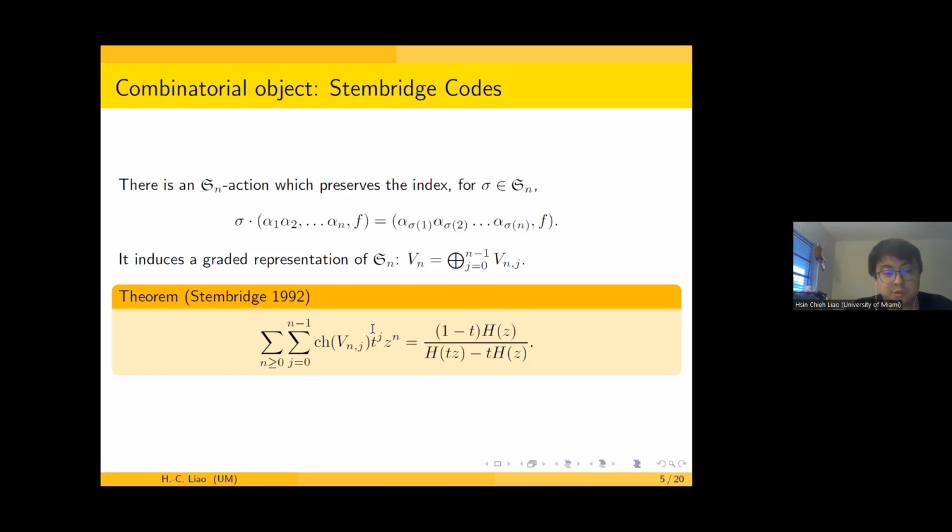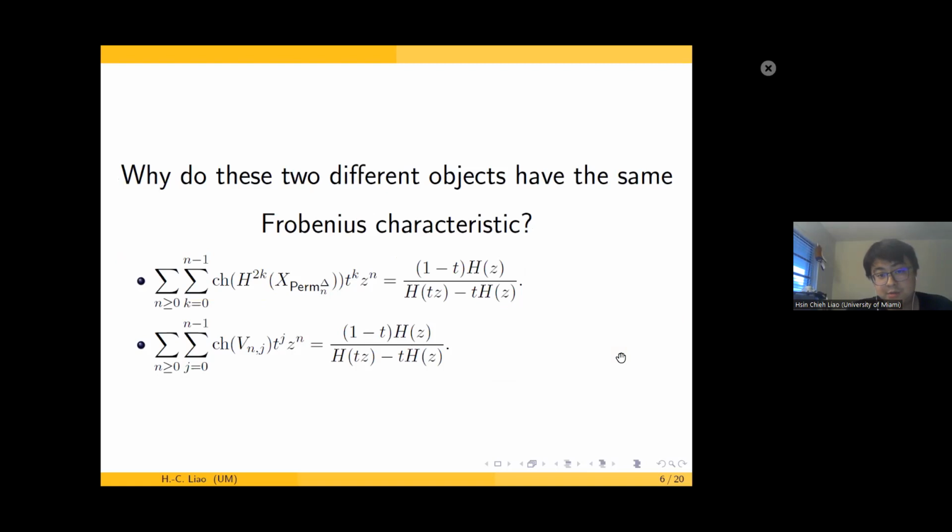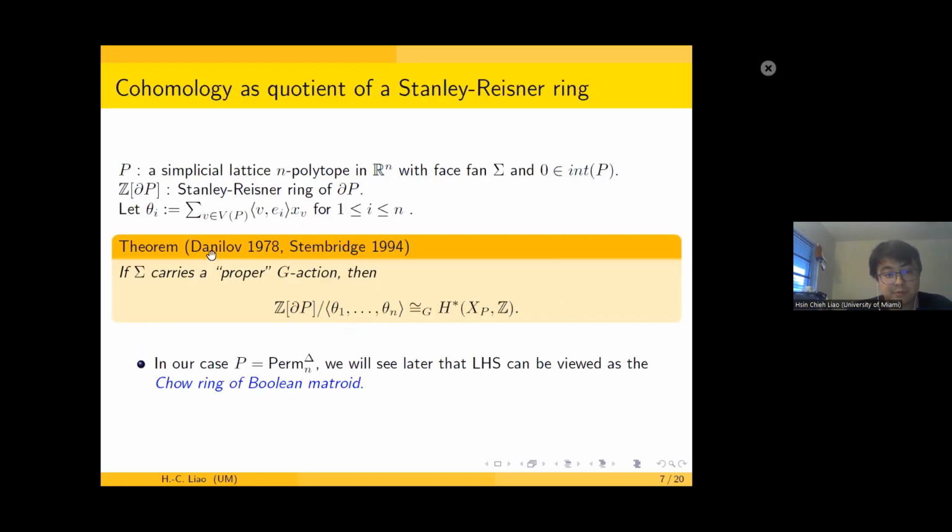So then we can ask the natural question: why do these two different objects, one combinatorial, one geometric, have the same Frobenius characteristic? And to answer this, we will need some theorem. We need a theorem to view this cohomology as a quotient of a Stanley-Reisner ring. And so now we'll talk about this theorem.